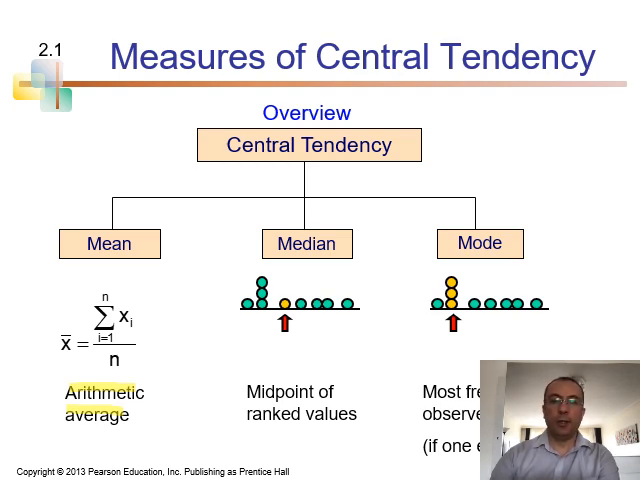Now the median is the number in the middle. So here we have 1, 2, 3, 4, 5, 6, 7, 8, 9 observations. So the number in the middle is this one. That one is the number in the middle, because on the left side you have 4, on the right side you have 4. The number in the middle is the median. The mode is the highest frequency, so this number is repeated 3 times. So this is our mode.